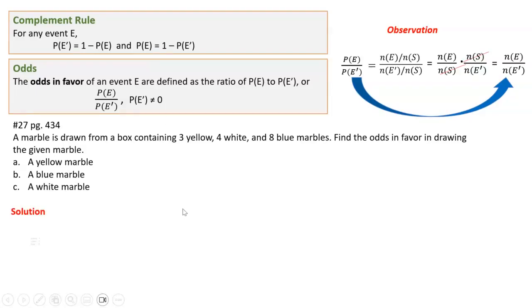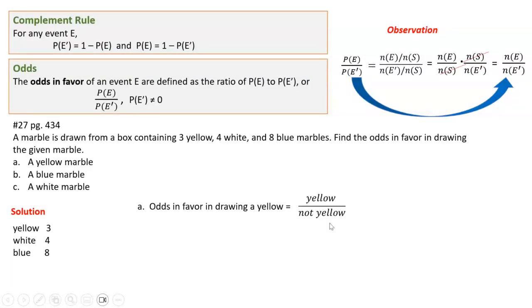So for A, the odds in favor of drawing a yellow is going to be yellow over not yellow. That's what the formula on top means. How many are yellow? The answer is 3. Not yellow, the answer is 12. So it'll be 3 over 12, or 1/4, but this is how they want it. This is considered an odds. It'll be 1 to 4. These are the odds, which means 1 yellow to 4 not yellow. Those are the odds in favor.